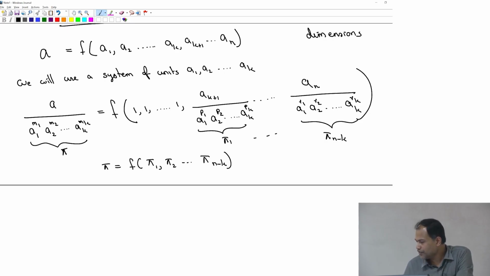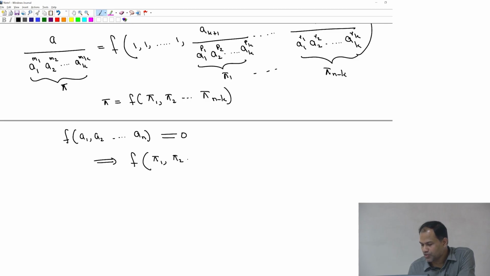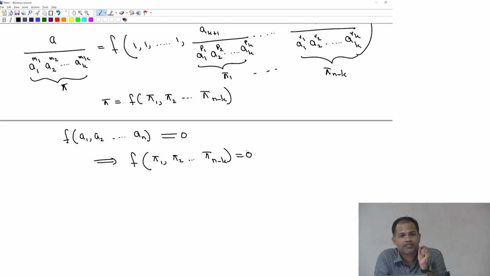Okay, or another way of looking at it is, if your function originally was f of a1, a2, etc. up to an is equal to 0, you would have equivalently written it also as a function of pi 1, pi 2, etc. up to pi n minus k equal to 0. So that's what essentially the Buckingham pi theorem is. Is it clear? Any doubts? So if you have n variables and k dimensions, you find out n minus k independent dimensionless groups.